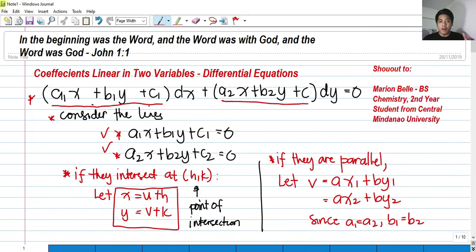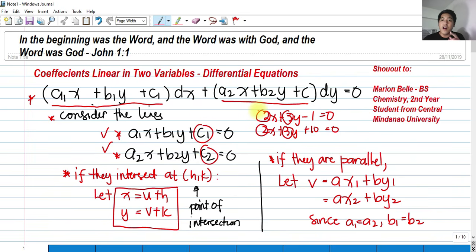But if the lines are parallel, meaning the a and b constants are the same. For example, 2x plus 3y minus 1 equals 0 and 2x plus 3y plus 10 are parallel lines, because a sub 1 is 2, a sub 2 is 2, b sub 1 is 3, and b sub 2 is 3. The only difference is in c sub 1 and c sub 2. If they have the same a and b, they are parallel.